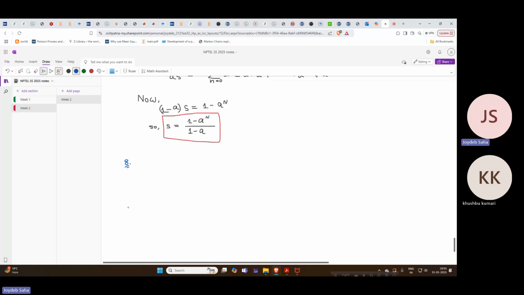Okay, so let's come to the second question. Prove that the summation from n is equal to 0 to infinity of a to the power n is equal to 1 upon 1 minus a for the modulus of a less than 1.